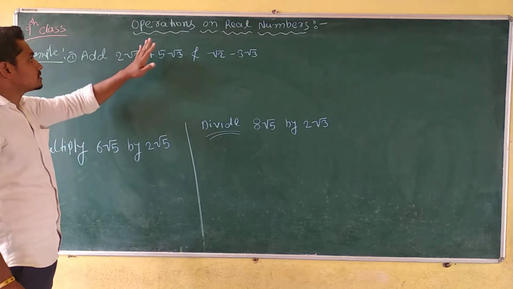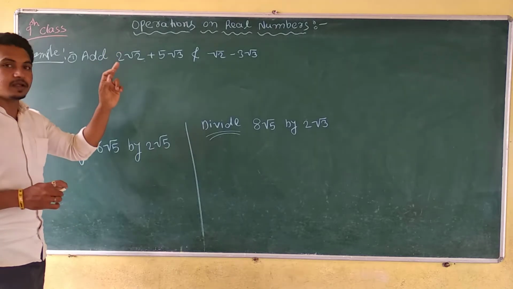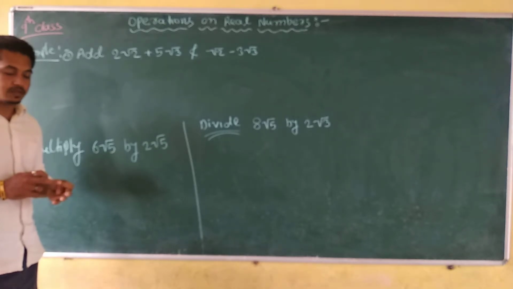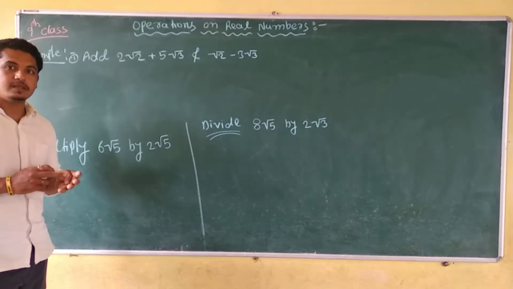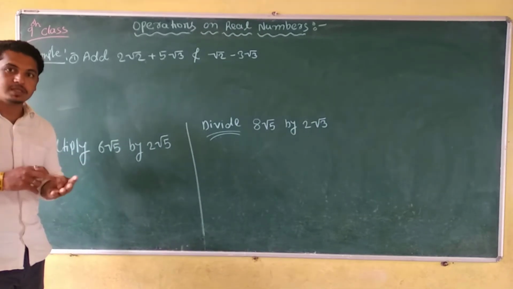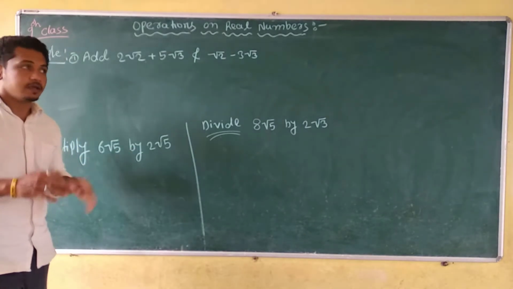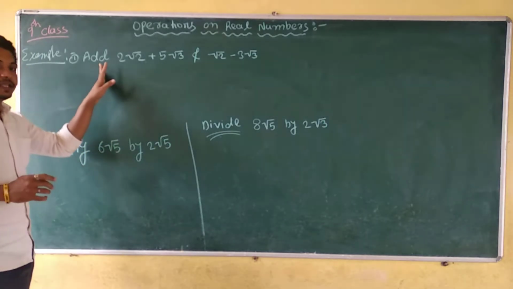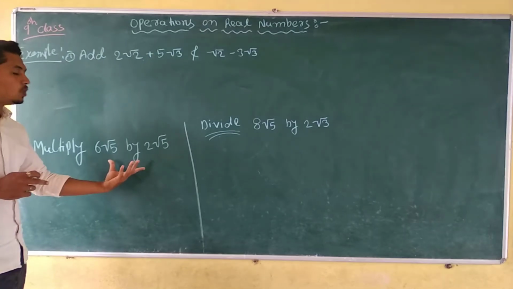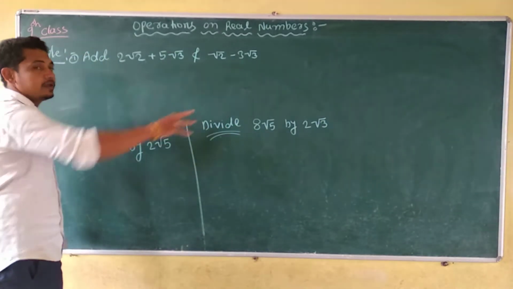Today in this class we have to discuss the operations on real numbers. In the last class we already did the operations on real numbers: addition of rational numbers with irrational numbers, multiplication of rational numbers with irrational numbers, and division of rational numbers with irrational numbers. In this class we do addition, multiplication and division with two irrational numbers. These all are irrational numbers.